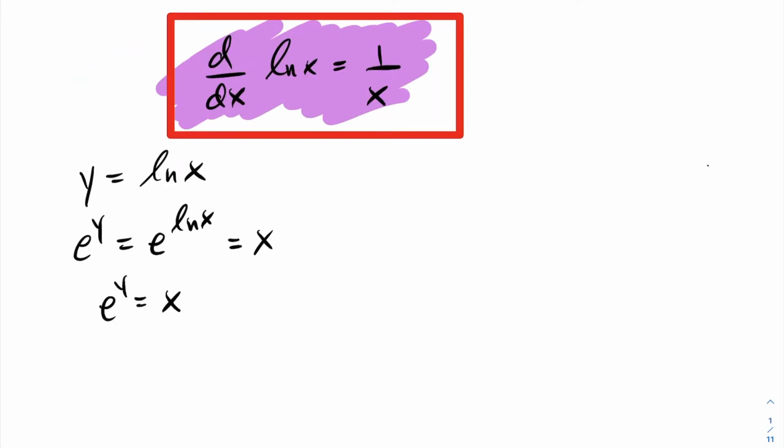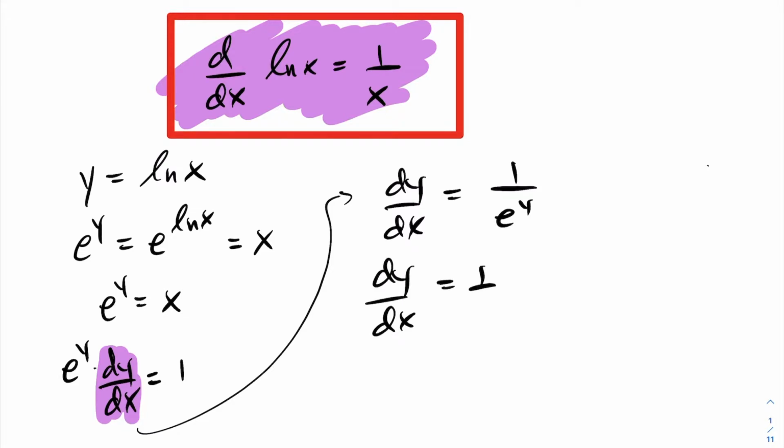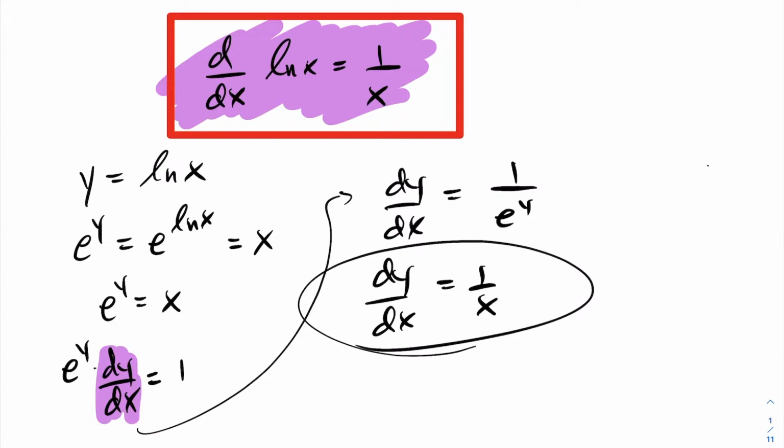We're going to take the derivative with respect to x. If I take the derivative across this equation with respect to x, we get e to the y times, that was not with respect to x, so using implicit differentiation, this becomes dy/dx. And now the derivative with respect to x of x is just 1. Isolating and solving for dy/dx, we get 1 over e to the y. But as we just stated earlier, e to the y equals x, so therefore dy/dx is equal to 1 over x. So therefore we have shown the derivative of the ln of x is 1 over x.